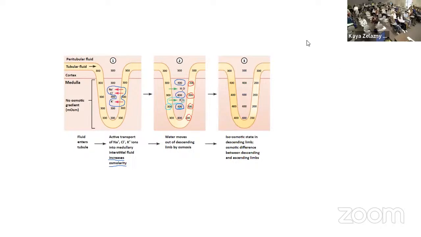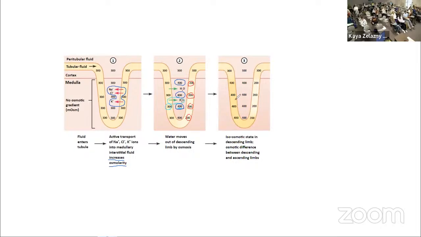So now we see the descending limb come to equilibrium with the surrounding tissue. We have water move until both of these are at 400. They're matching, so we would refer to them as isoosmotic because they have the same osmolarity. So same osmolarity, no osmotic difference between our descending limb and the medulla, but we do still see that there is a difference between the fluid in the descending limb and the ascending limb.